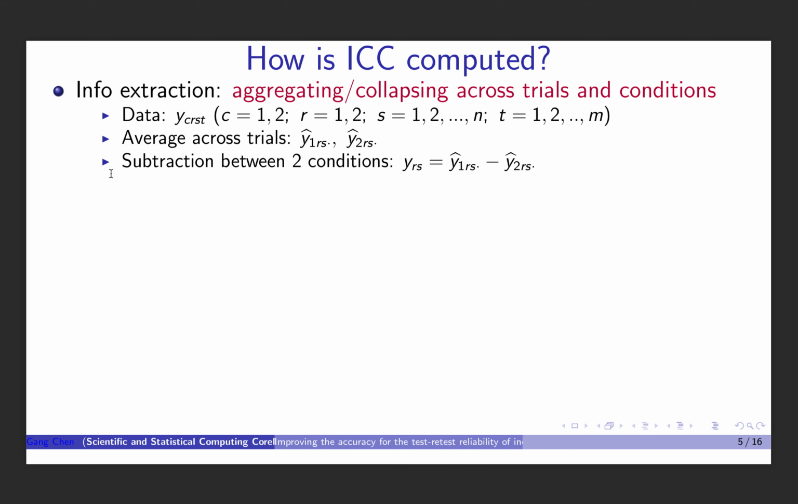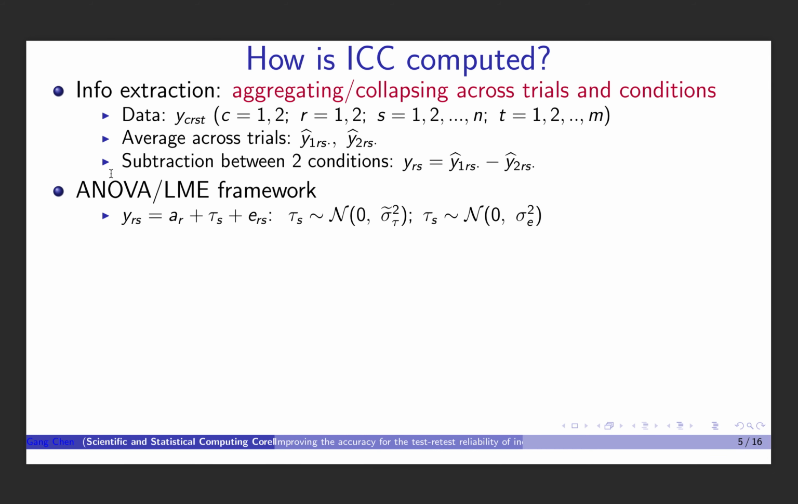How is the traditional ICC value calculated? Well, there are 2 pre-processing steps involved. So we aggregate the data. With the data with 4 indices, first of all, we average across the trials for each condition. So now the trial indices disappear. Then, we subtract the 2 conditions' averages. After we finish the 2 aggregation pre-processing steps, the data is just 2 indices, one for the 2 repetitions, the second one for the subject.